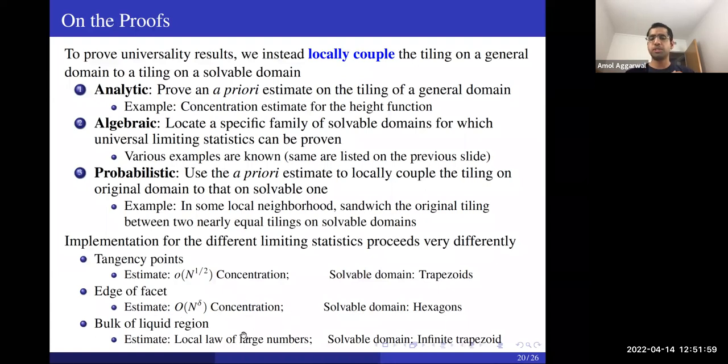And in the bulk of the liquid region, what you needed was what we often call a local law of large numbers, which was popularized in the work of Erdős and Yau in the context of random matrix theory. And the family of solvable domains is an infinite trapezoid.